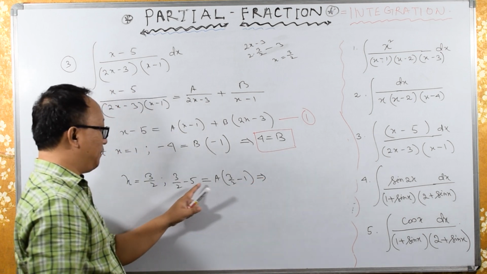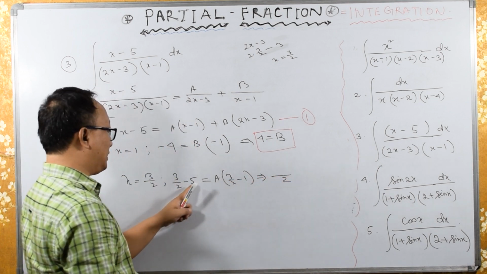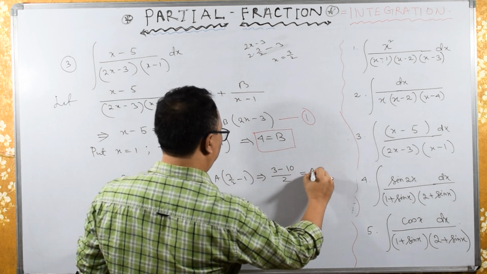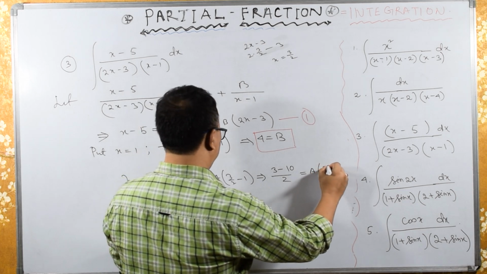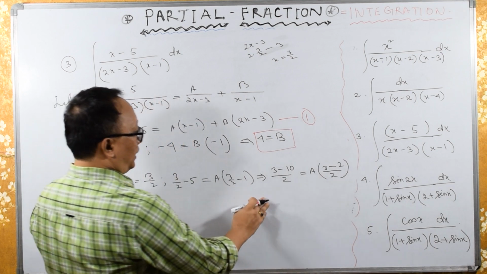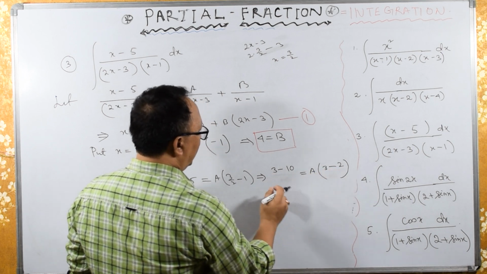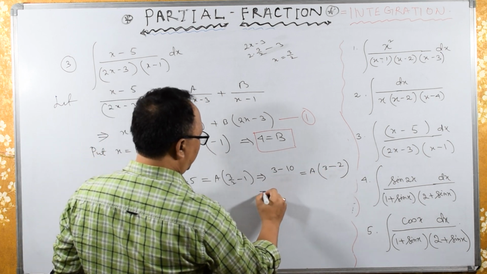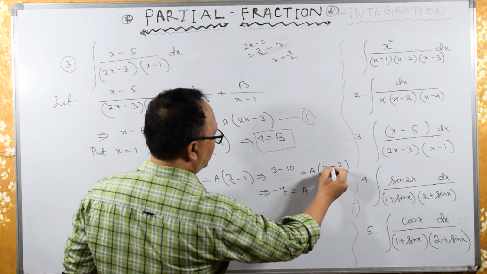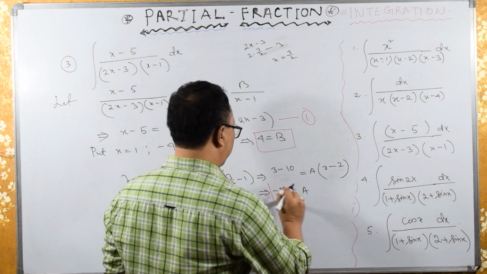This implies, take the LCM. Here we have 2, 5 to the 10, 3 minus 10 equals a times (3 minus 2) upon 2. These 2 and these 2 get cancelled. What we'll have is minus 7 equals a into 3 minus 2, which is 1. Therefore a becomes minus 7.